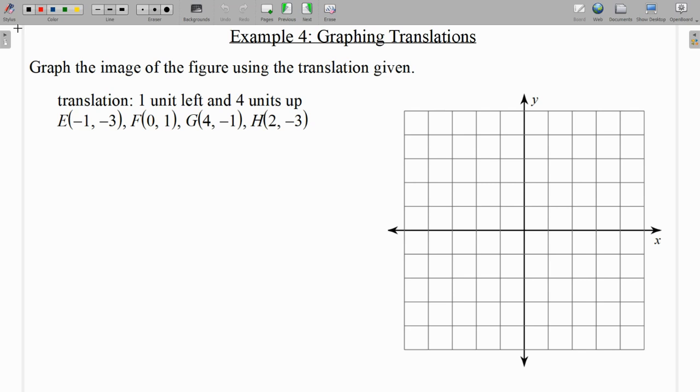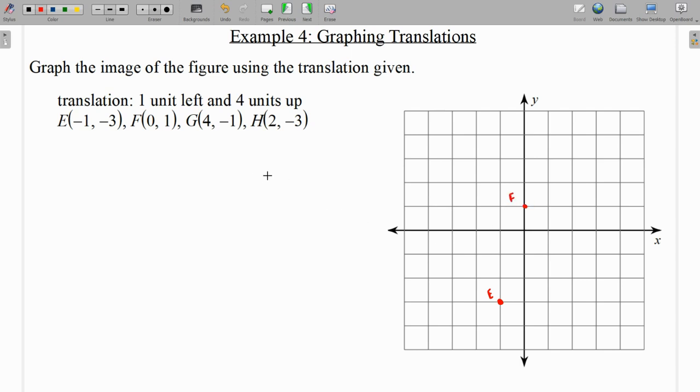Okay, so the first thing I'm going to do here is graph these points. So I have point E, which is at -1, -3. So -1 means I go 1 to the left, and then -3 means I go 3 down. So 1, 2, 3. And there's going to be a point right there that I'm going to label as point E. Now, my next point that I have is F, which is at 0, 1. So 0 means I go neither left nor right, but I go up 1. So I'm going to have a point right here, and I'm going to label that as point F.